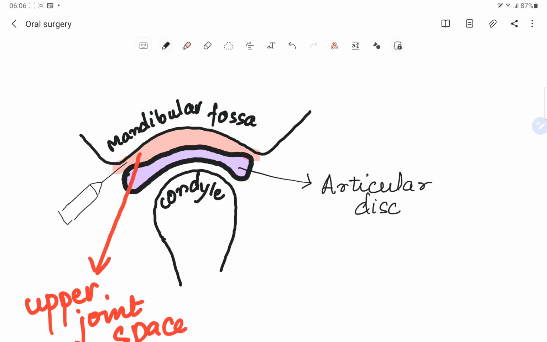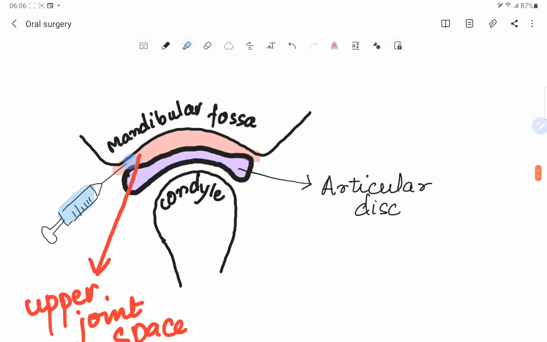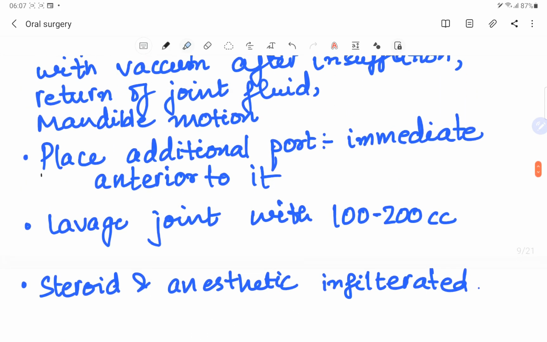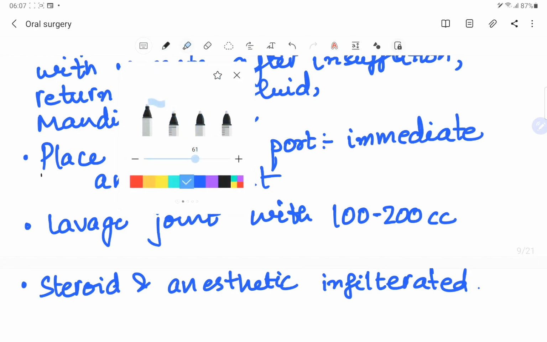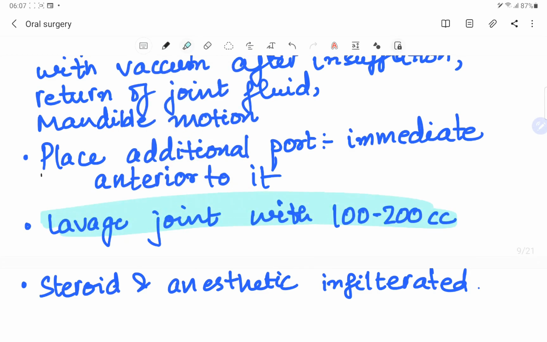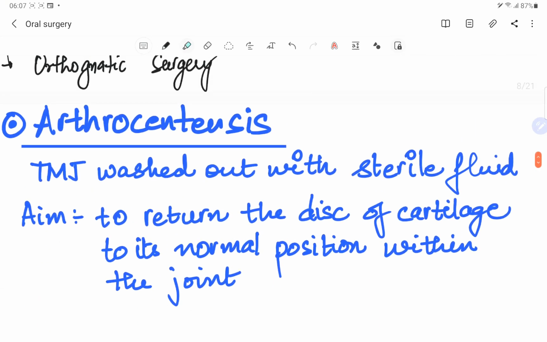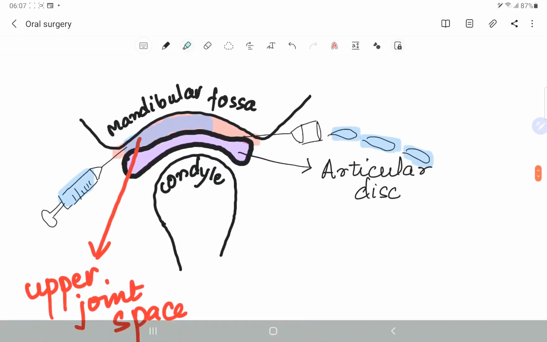We do the lavage. That means we take this sterile fluid and then push it. So we push this fluid inside the joint capsule like this. Then we place another syringe over here and remove all the fluid again back. So all the fluid sweeps out from here like this. We collect this. So we are going to wash the temporomandibular joints. This is what we do in arthrocentesis. We do the lavage of the joint. We are going to clean the joint. We are going to wash the joint with a sterile fluid. So this procedure is known as arthrocentesis.